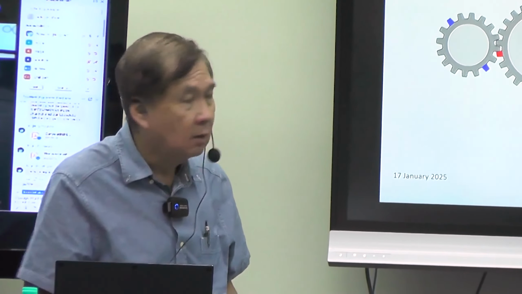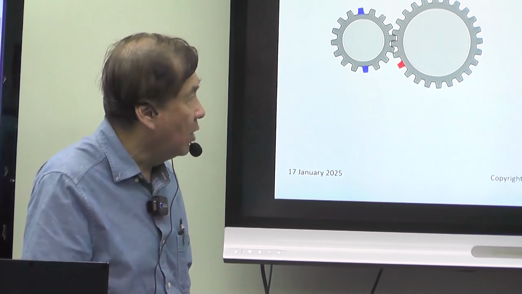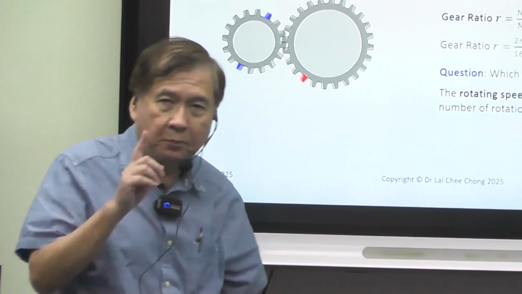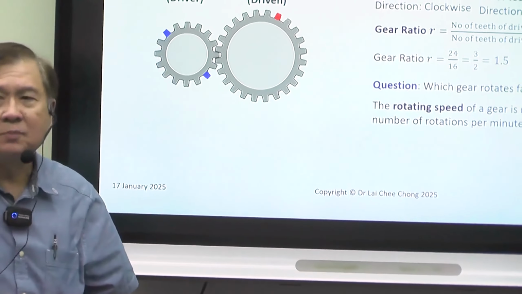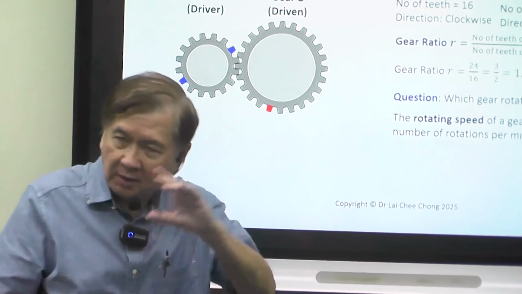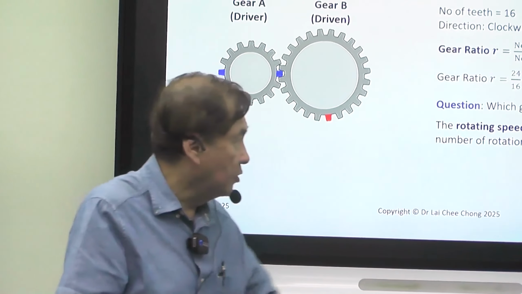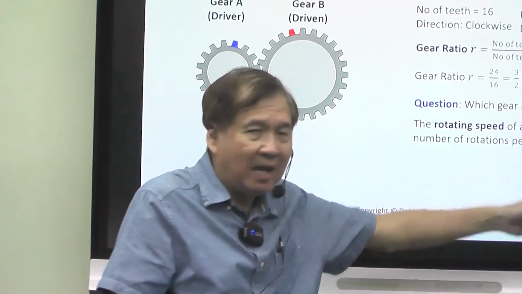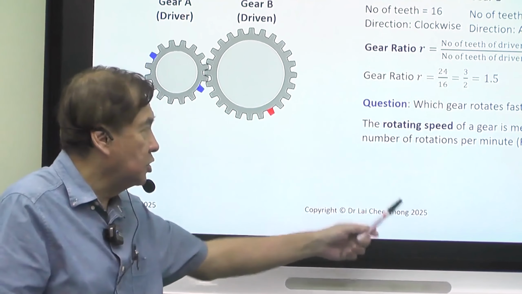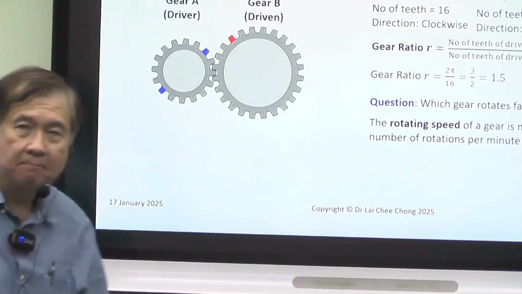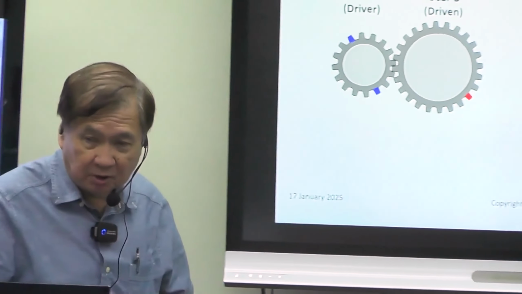Now we'll talk about the rotating speed. How do we measure it? It's always measured in terms of number of rotations per minute. It's always per minute. How many times it will rotate per minute, in other words. And of course, in short, we use RPM to stand for rotations per minute. Fair enough? So these are the terminology here.